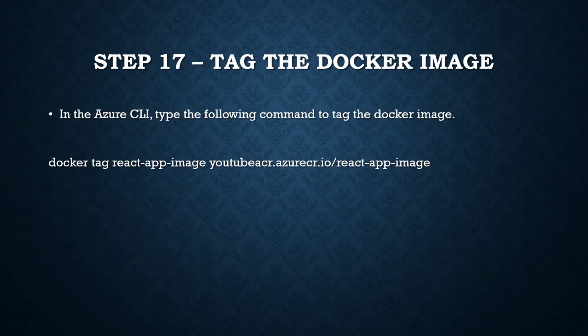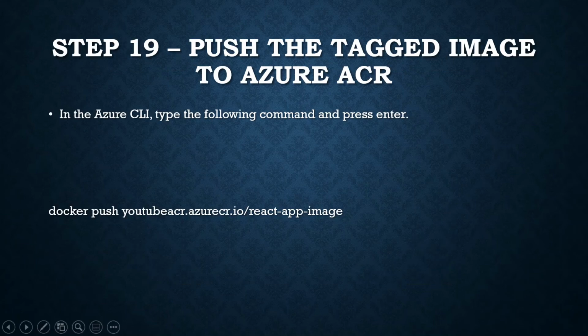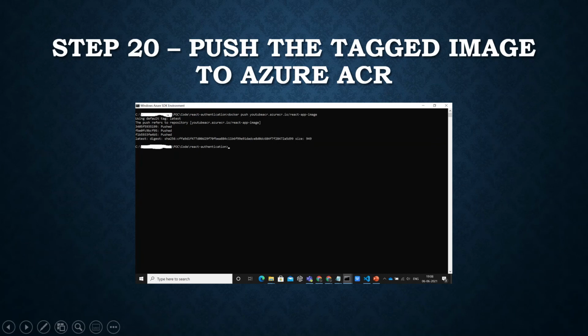And then you need to tag the Docker image which you have created in the previous steps, and then push this Docker image to the Azure Container Registry.